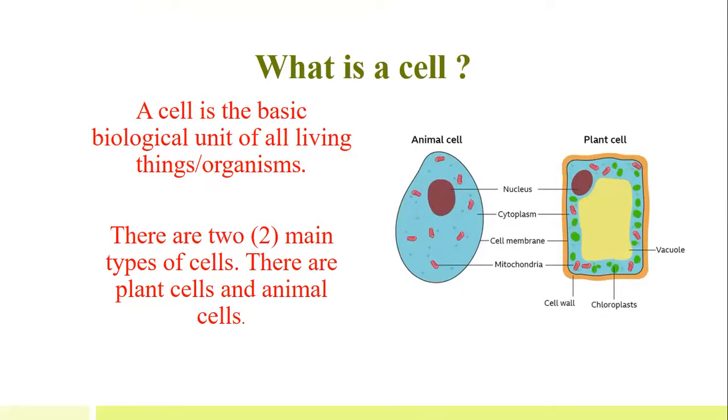There are 2 main types of cells. We have the plant cells and the animal cells. You'll see pictures of the different types of cells mentioned to your right. Here, you will observe the similarities and the differences in the structures of these 2 cells.